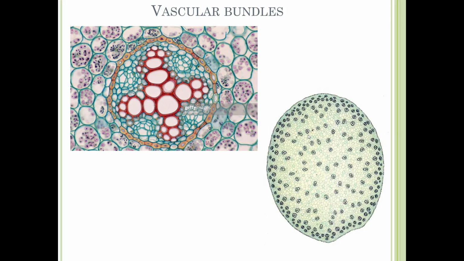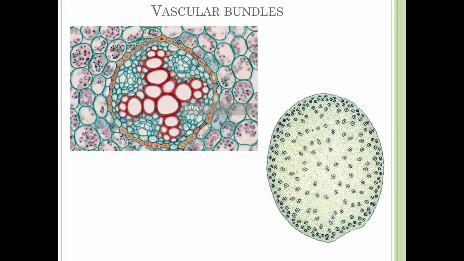If we look at this picture over here, this is going to show you several vascular bundles. So there's one, there's another one, there's another one, there's another one. And you can see they're just scattered throughout the entire section of whatever part of the plant they used to make the slide. So one of these is expanded to look like one of these.